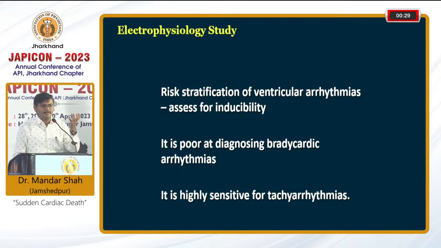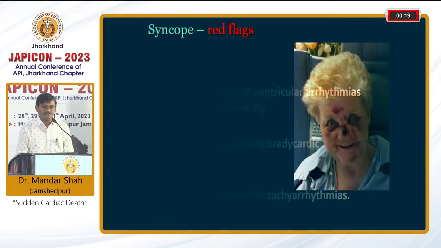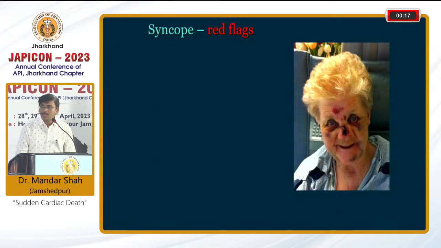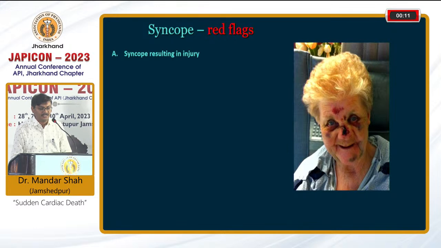Whenever you've got some moderate LV dysfunction, 40-45% ejection fraction, and you're not sure whether there is ventricular tachycardia as the cause, then for inducing ventricular tachycardia, you can do electrophysiological studies. So, very important red flags for syncope. These are the things which you should all look for whenever you are dealing with a patient with syncope.